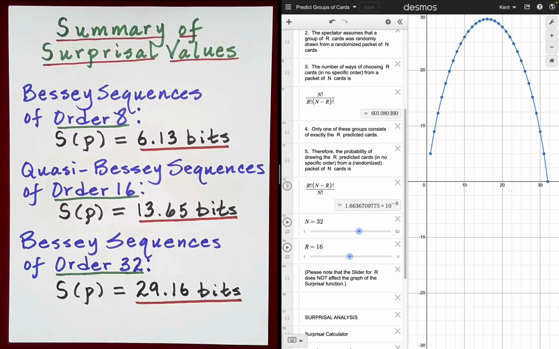You had no clue. And the Surprisal value of 29 bits for Bessey Sequences of Order 32 is the same level of surprise one would experience in acing a 29-question true-false quiz without having studied at all, and you just randomly guessed each and every one of the answers. But nonetheless, you got all of them correct. So that would be another interpretation for 29 bits of Surprisal.